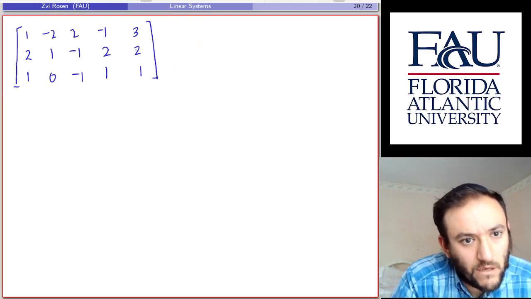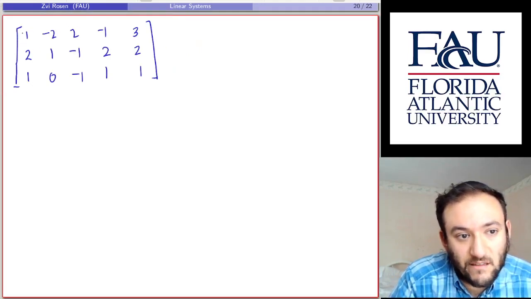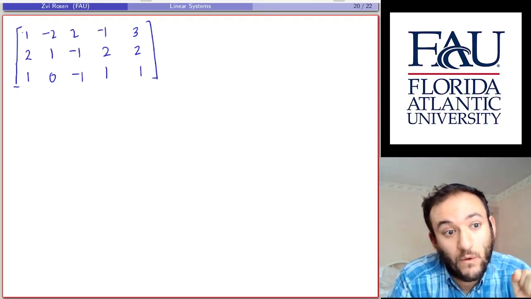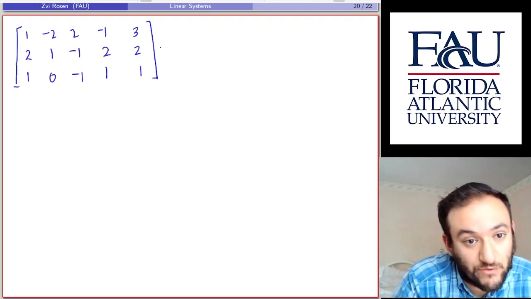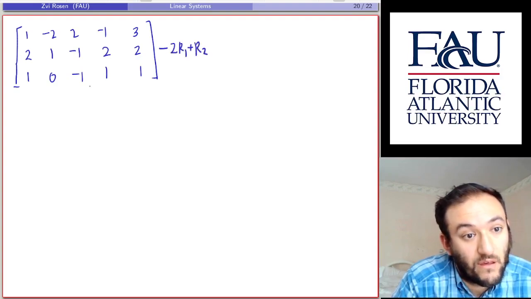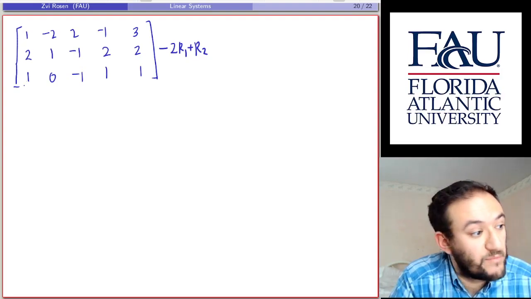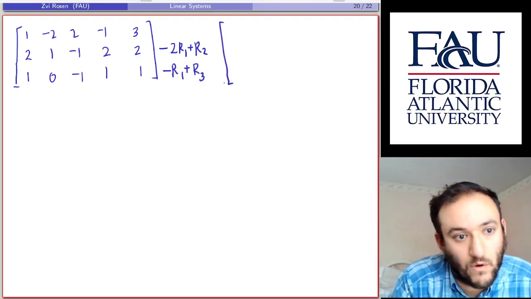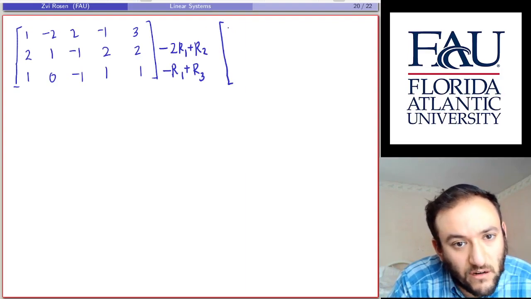Okay, so to get the first entry of the second row to 0, we would need to add -2 times the first row. So that's what we're going to do, -2r1 plus r2. And to get the third row to be 0, we would need minus the first row, minus r1 plus r3. And that's what we're going to do. We're going to do both in this one iteration since they don't affect each other.